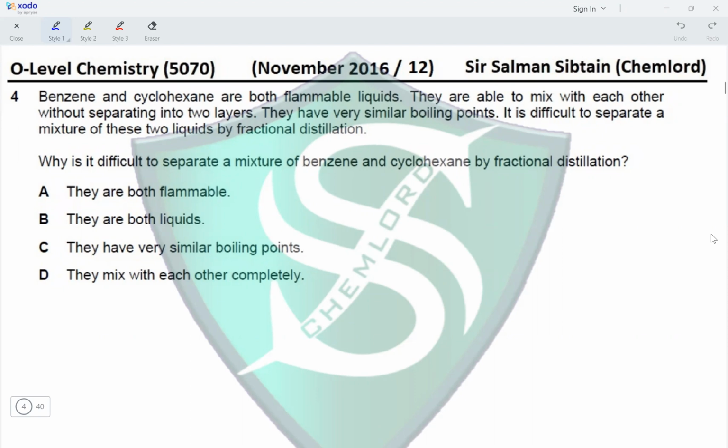They are both flammable. This has nothing to do with their separation. They are both liquids. This has nothing to do with separating them. They have very similar boiling points. Yes, liquids that have similar boiling points are difficult to separate using fractional distillation because both of them will boil almost at the same time and cannot be collected separately as a pure liquid. They mix with each other completely. This has no effect on their separation because separation is brought about for liquids that are mixed with each other. So option C is the correct option for this question.